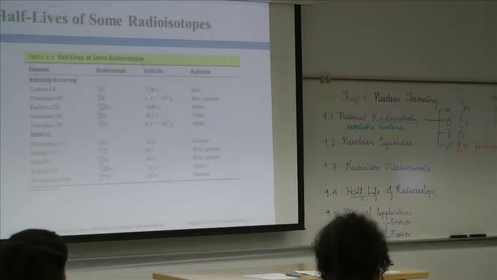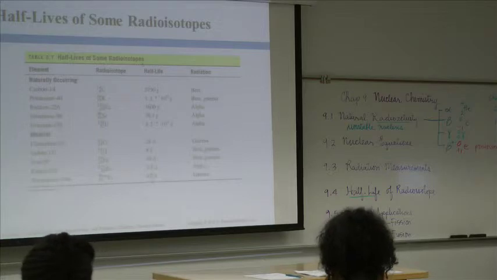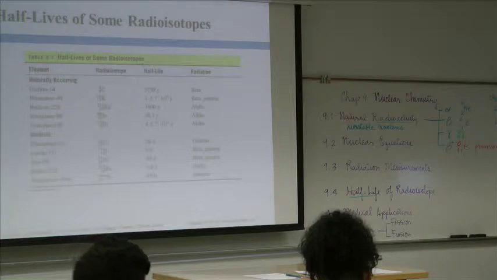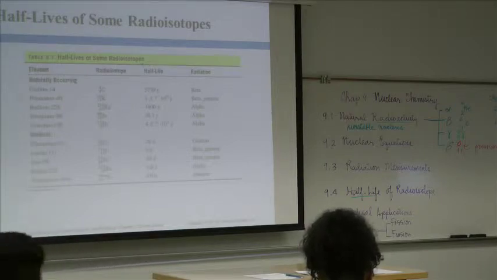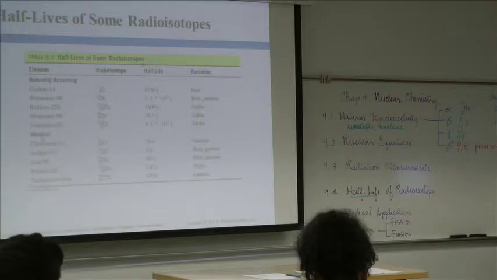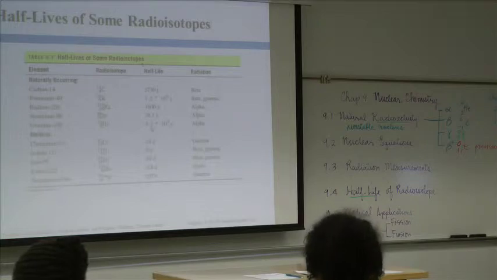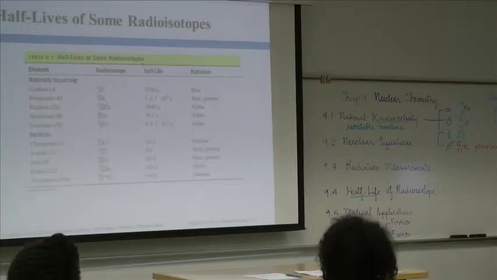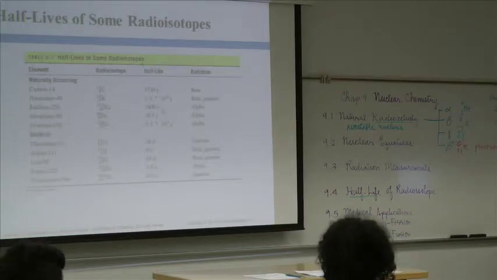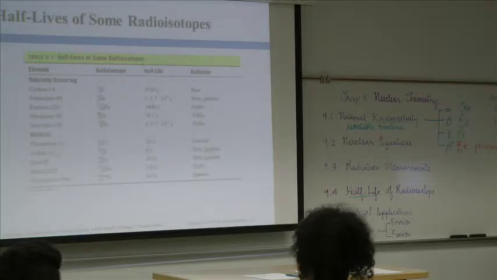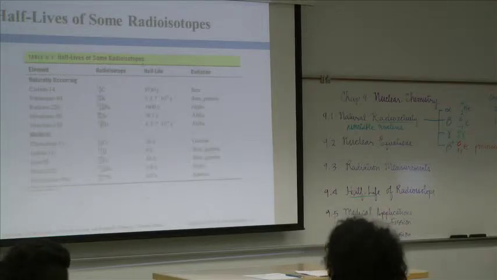So we want to use isotopes like technetium, whose half-life is 6 hours. You see that, right? So here's some medical. Naturally occurring, we have uranium-238, 4.5 times 10 to the 9 years, alpha particle. Radium to radon, 1600 years, alpha particle. But for our medical applications, we have chromium, iodine, iron, and technetium.